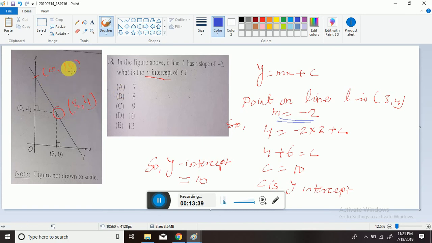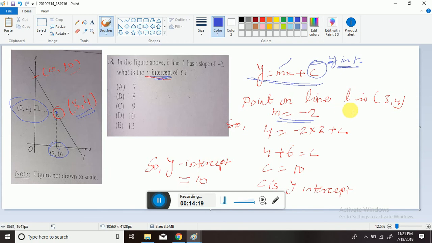We know when the slope is given, points are provided to us. See, here it is (0, 3) and here it is (4, 0)... so any point on the line is from here to here 3, and here to here 4, which means (3, 4). Any point on this line is (3, 4). We know the equation of a straight line in slope-intercept form is y equals mx plus c. Here m is the slope of the line, and c is the y-intercept. So if we find the value of c, then we can answer: in the figure above, what is the y-intercept? We can find it. The point (3, 4) lies on this line.